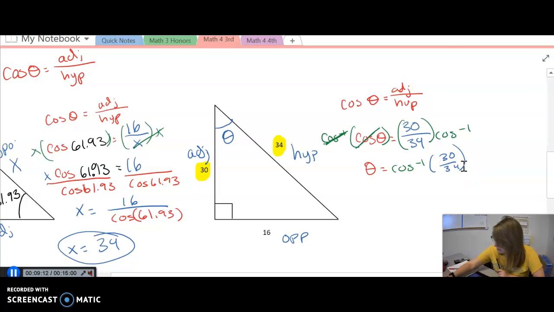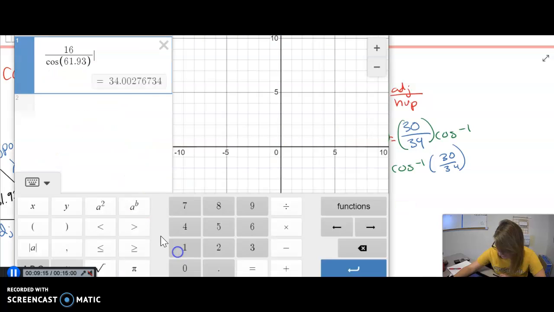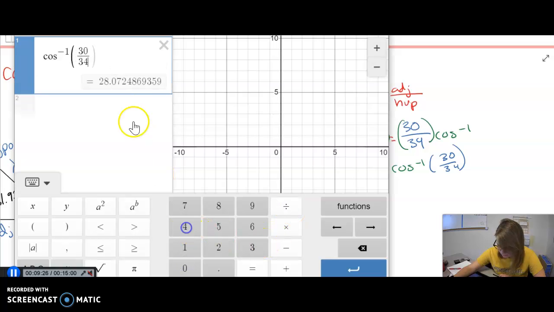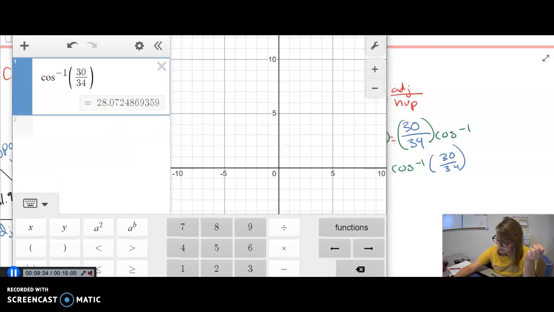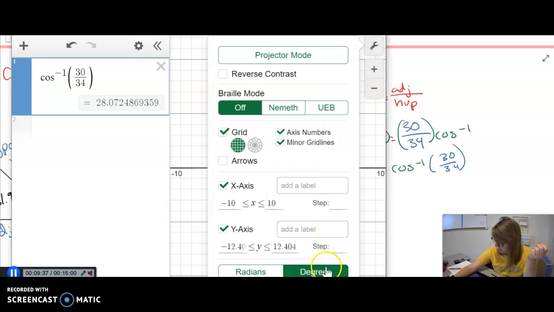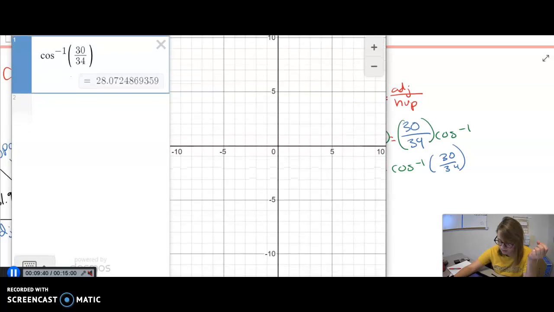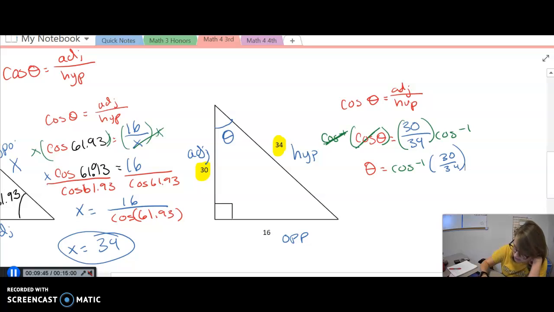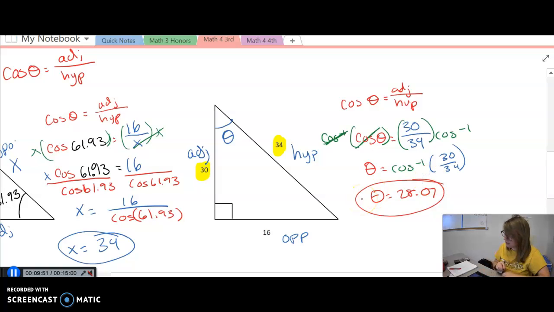Okay, so now let's go to Desmos and find out what theta should be. So again, functions, inverse cosine, and then 30 over 34. And if you're doing this along with me and you're wondering, why am I getting something not the same? Remember what I said. Go to the wrench and make sure you're in degrees. Make sure you're always in degrees. Okay? So you get 28.07 for my theta. Awesome. Alright, let's move on.